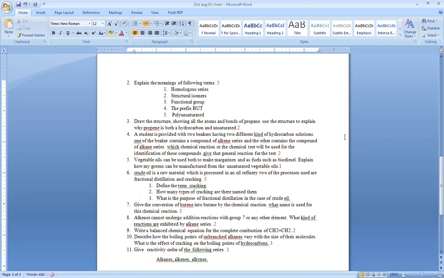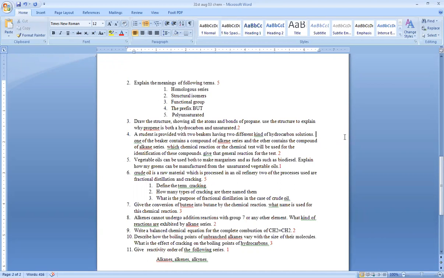Now moving towards question number 4. A student is provided with two beakers having two different kinds of hydrocarbon solutions. One beaker contains a compound of the alkene series and the other contains a compound of the alkane series. Which chemical reaction or chemical test will be used for the identification of these compounds? Give the general reaction for the test. Okay, now basically we have been asked for a test for the identification of the series.